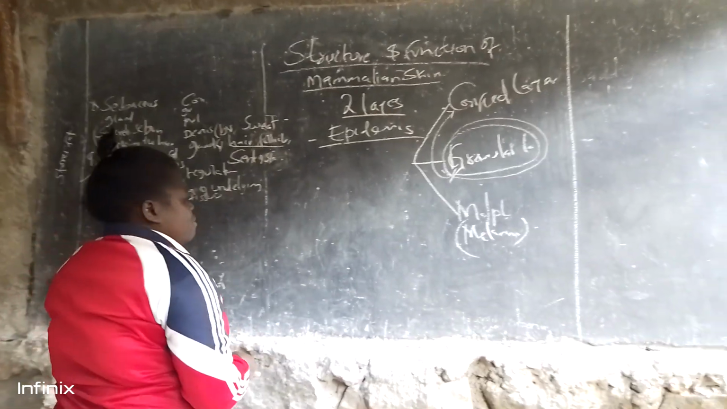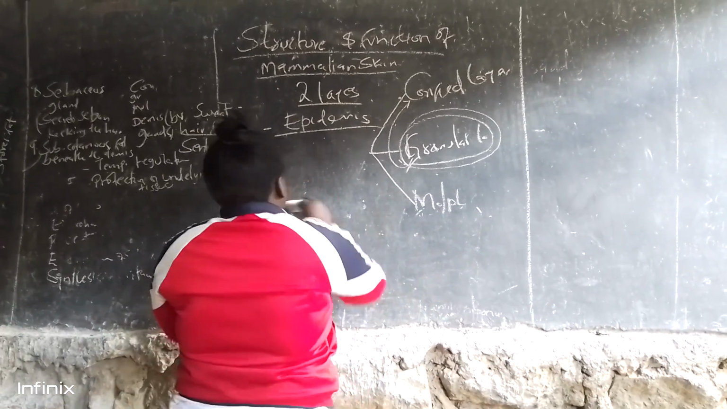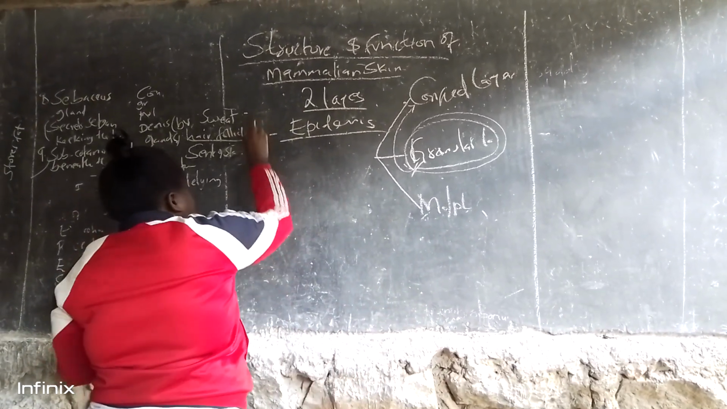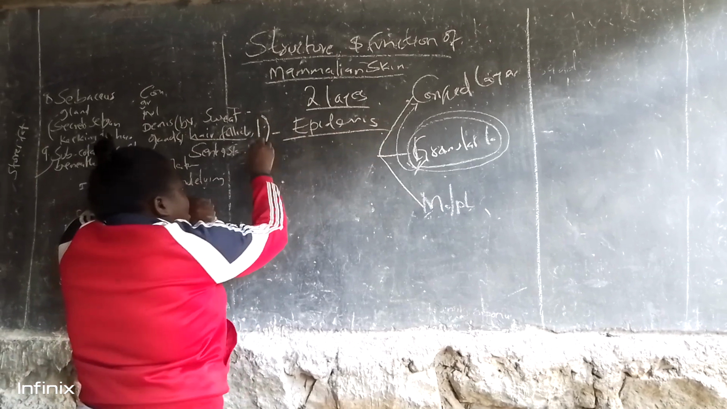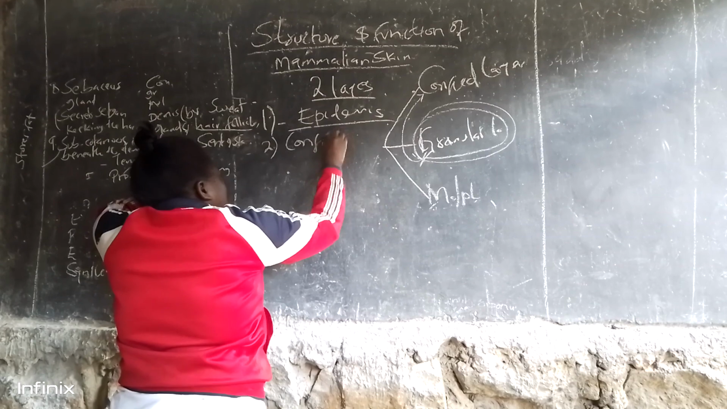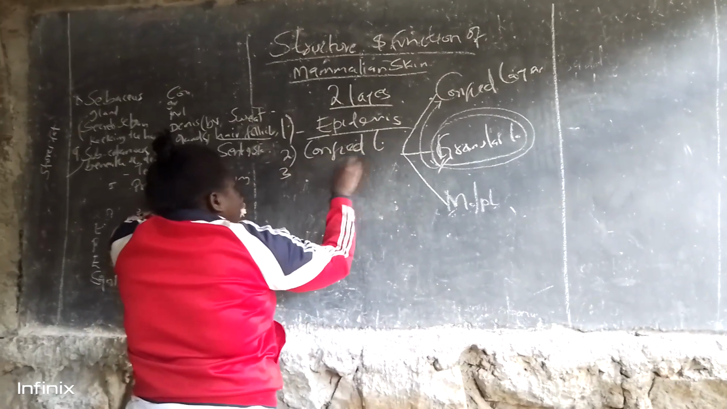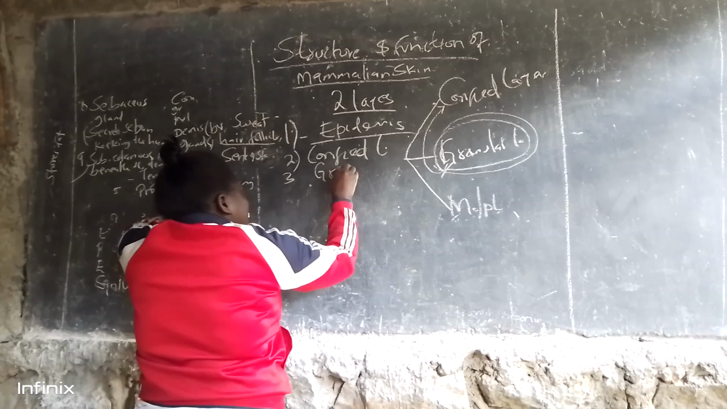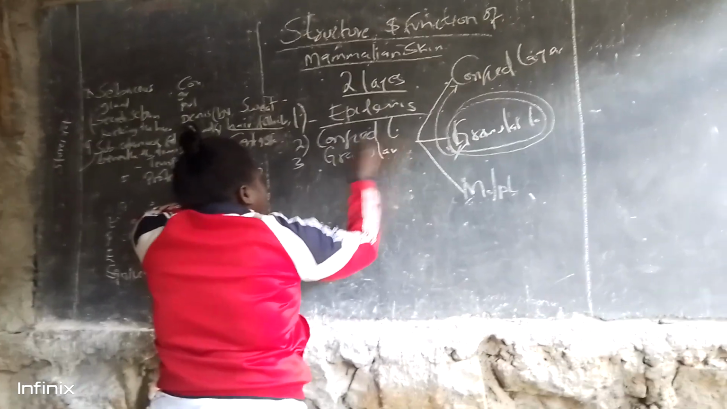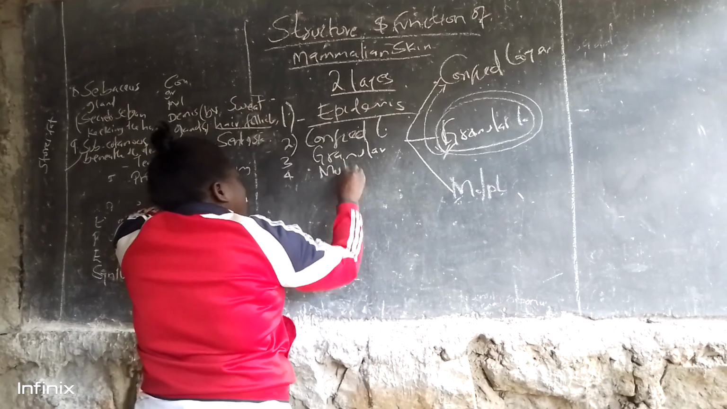The melanin is what gives skin its color. So those are three under the epidermis. Number 1 is the epidermis, and the parts of the epidermis: number 2 is the cornified layer, in case you're asked about the parts. Then we have number 3, the granular layer. Then number 4, the Malpighian layer we talked about.